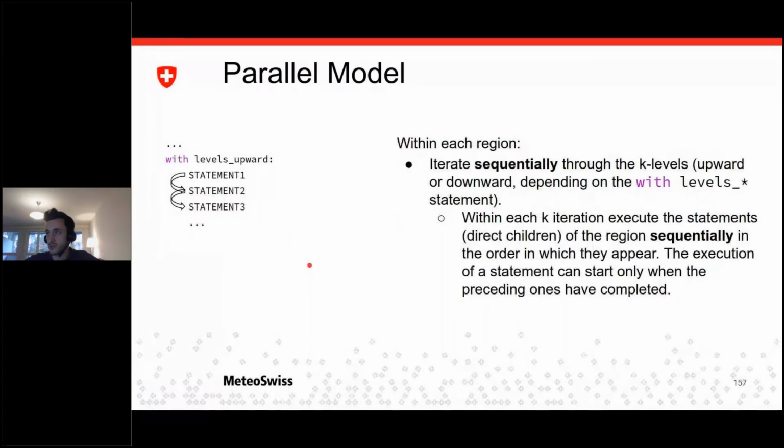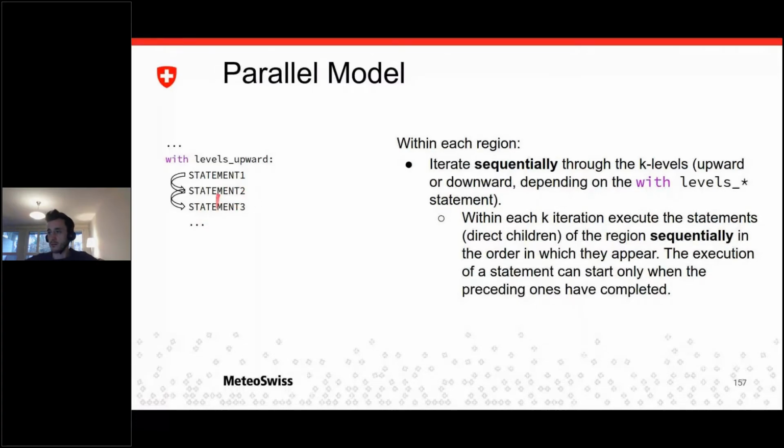Then to execute each block, of course you need to iterate sequentially through the k levels, as said before. So depending on the order of iteration specified, upward or downward. And this again is a sequential iteration. So within each iteration, when you fix the k level, you are now looking at a plane, a horizontal domain. You then execute each statement again sequentially in the order in which they are presented.